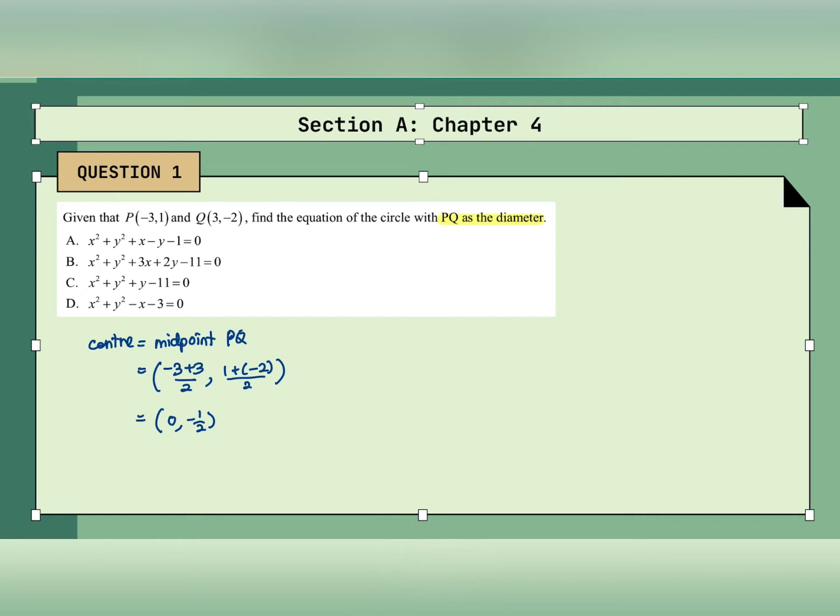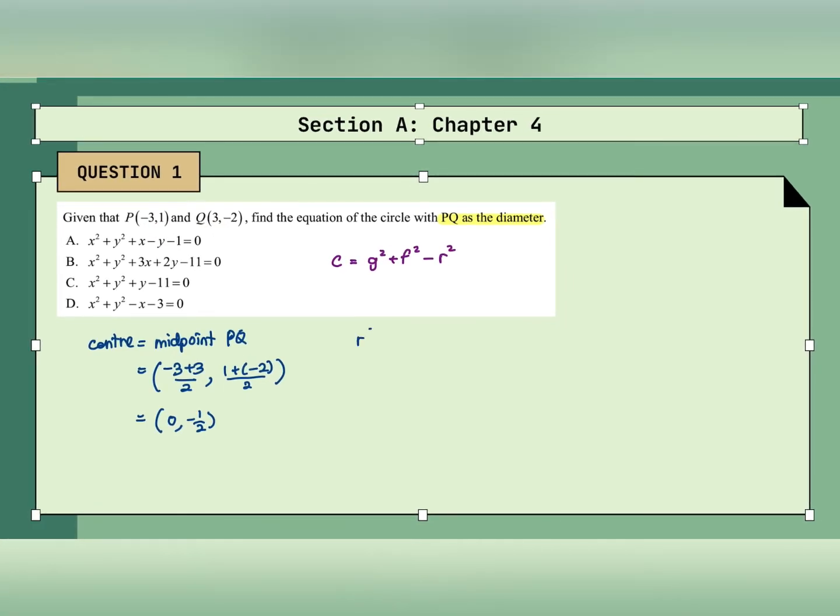And then equation of circle. Kita tengok pilihan jawapan kat sini adalah general form. So kena ada C. So untuk cari C, remember the formula C equals to G square plus F square minus R square. That means you need to find the value of R. Macam mana nak cari R? Kita gunakan the distance from center to any of these 2 points lah, mana-mana sahaja.